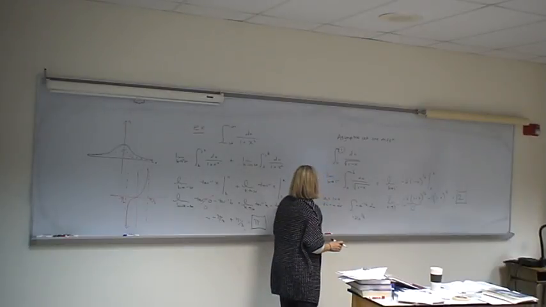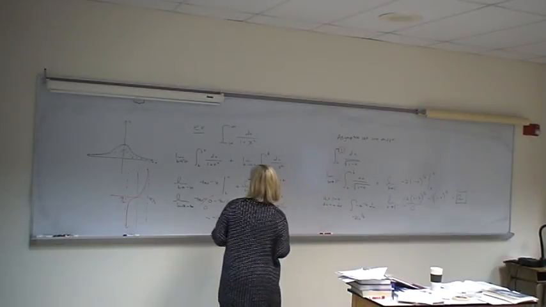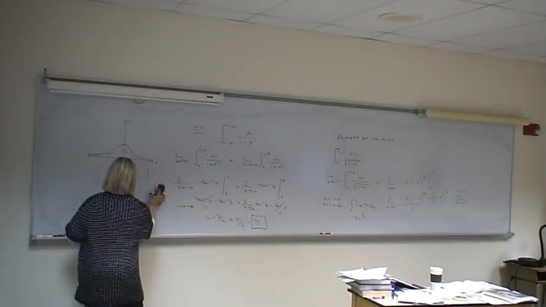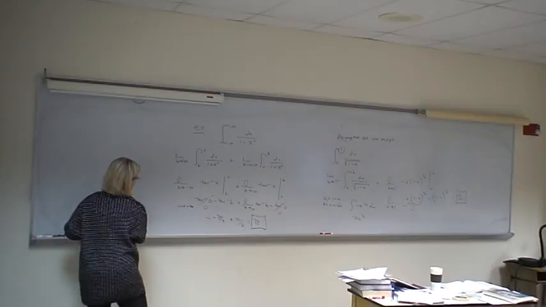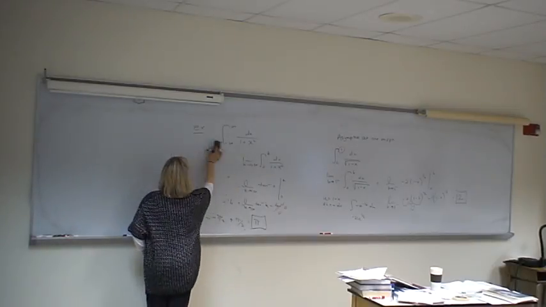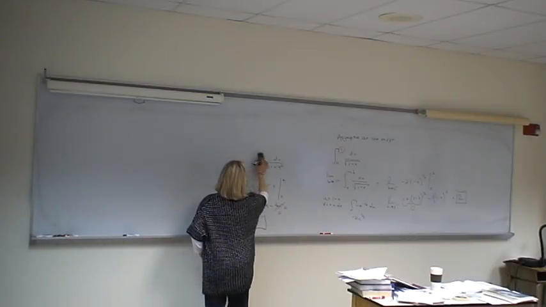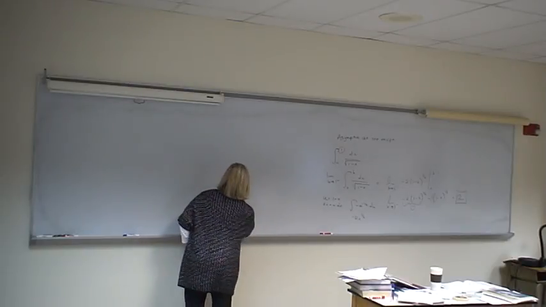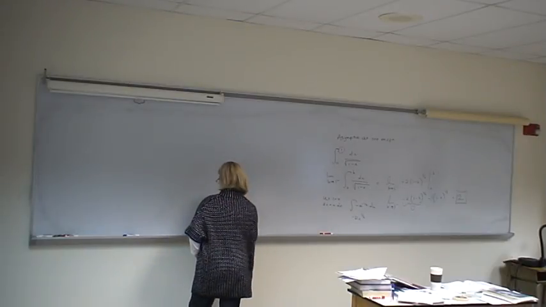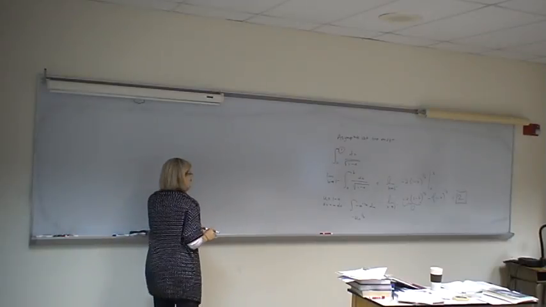All right, so how would we handle the case when we have an asymptote in the middle of our region? Would you break it up at that point? Right. So let's take an example.